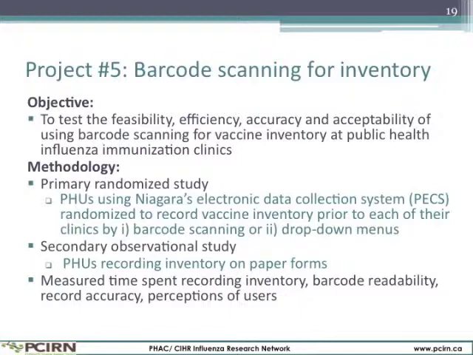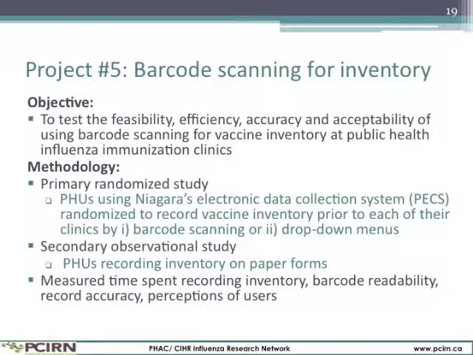We actually did two sub-studies. First, a primary randomized study where we looked at public health units in Ontario that use Niagara's electronic data collection system. It's called PECS. And we randomized them to either using the barcode scanning or drop-down menus for recording their vaccine inventory. I'm going to go into this in the next few slides.